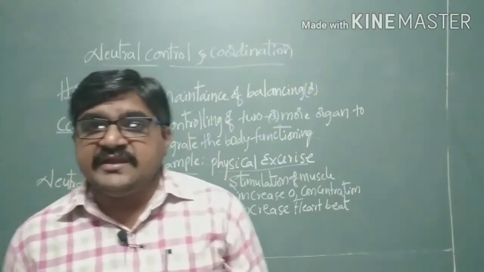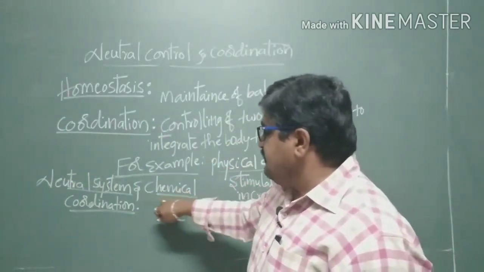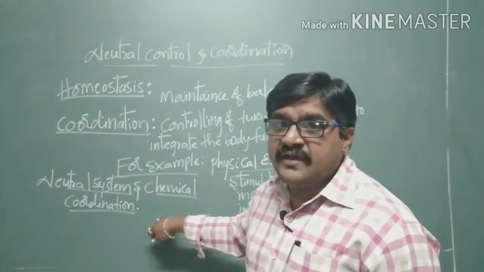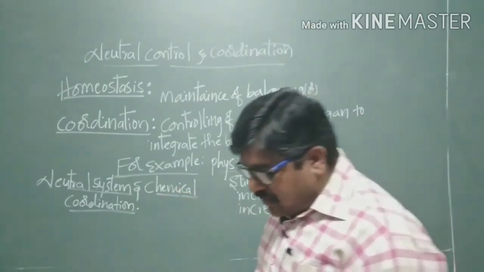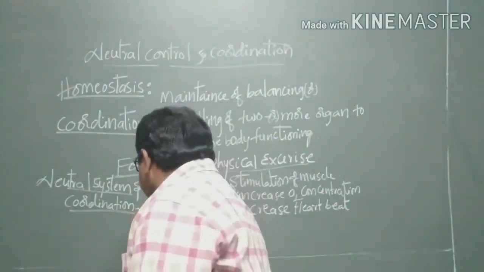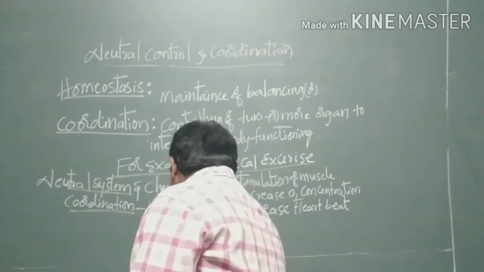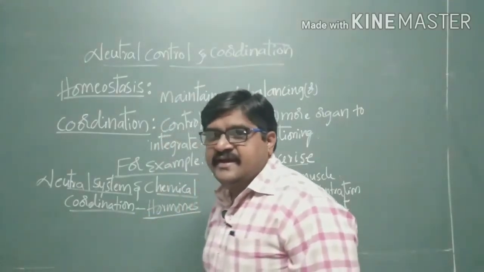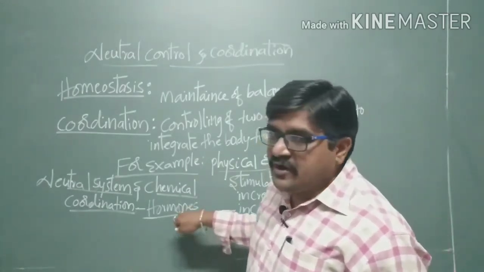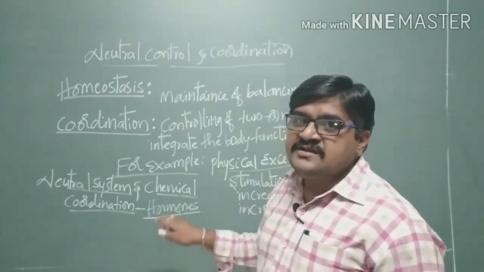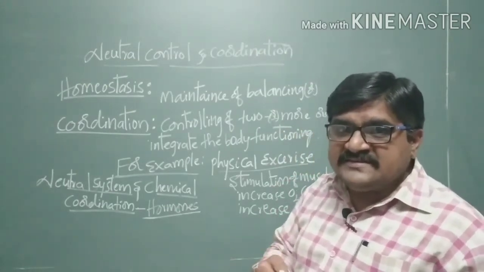This is how it takes place: mainly by the neural system along with the chemical coordination. Chemical coordination mainly takes place in the form of hormones. The chemical coordination is mainly in the form of hormones. These hormones stimulate the nerves and reach the target tissues along with the nervous system.